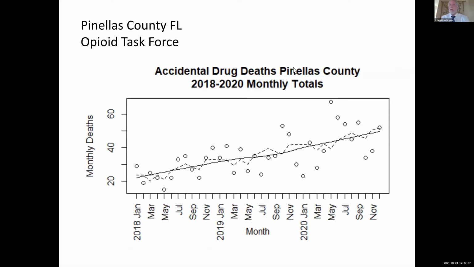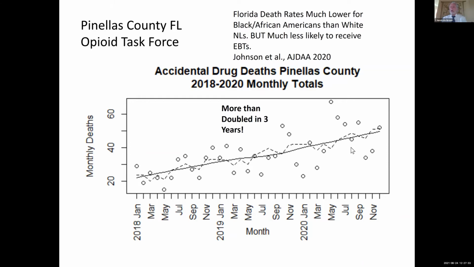Here's what it looks like in Pinellas County, where we've been looking at it. This plot is the number of monthly deaths, starting in 2018, which was about 20, and now it's well over 40. It's doubled over that period of time in 3 years. And it continues unabated during the pandemic. So one of our jobs is to look at what's happening. I will make a point here that Black and African Americans have much lower death rates in Florida than white non-Latinos, but they're much less likely to receive evidence-based treatments that do exist for opioids.